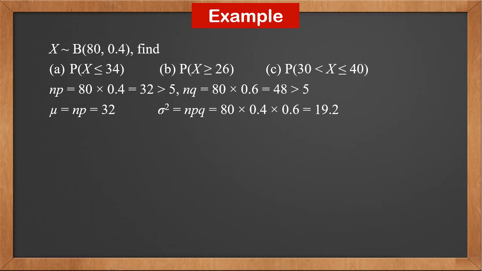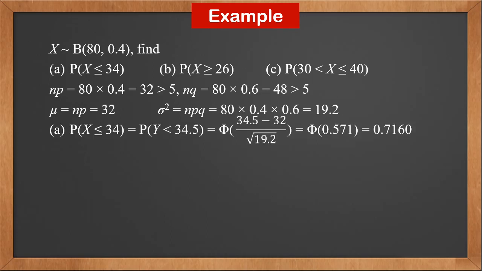It is 19.2. Using continuity correction, we change P(X ≤ 34) to P(Y < 34.5), because 34 is included. Standardize it, we get Phi((34.5 minus 32) over square root 19.2). Remember to use the square root here, because 19.2 is the variance. This is Phi(0.571). It is 0.7160.